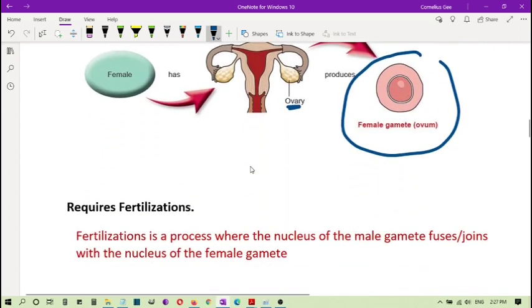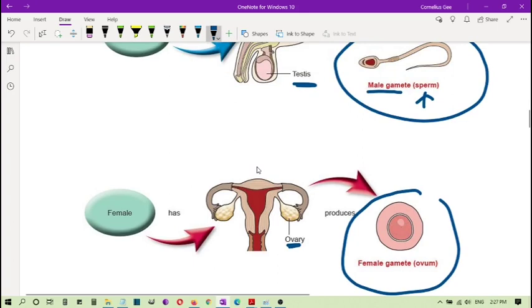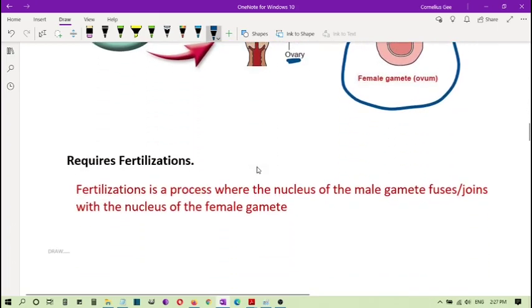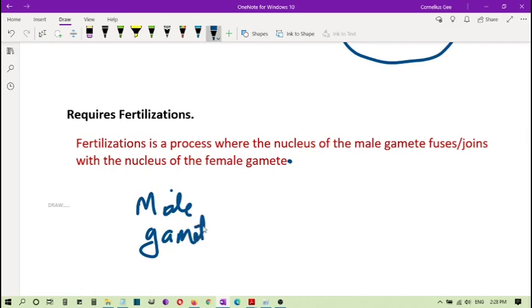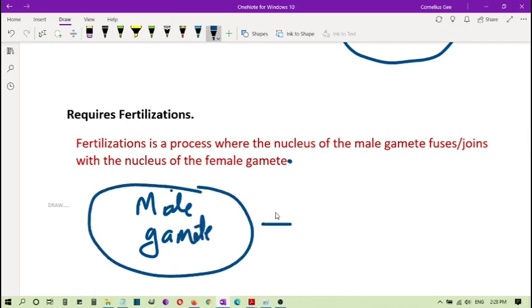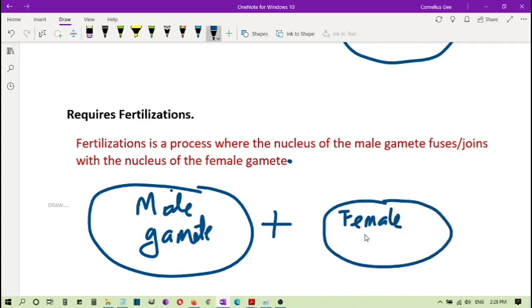Now fertilization is required because you have two different reproductive cells. So what is fertilization? Fertilization is a process where the nucleus of the male gamete fuses or joins with the nucleus of the female gamete. In simple terms, we have the male gamete fuse, meaning plus, together with the female. And the joining process is called fertilization.